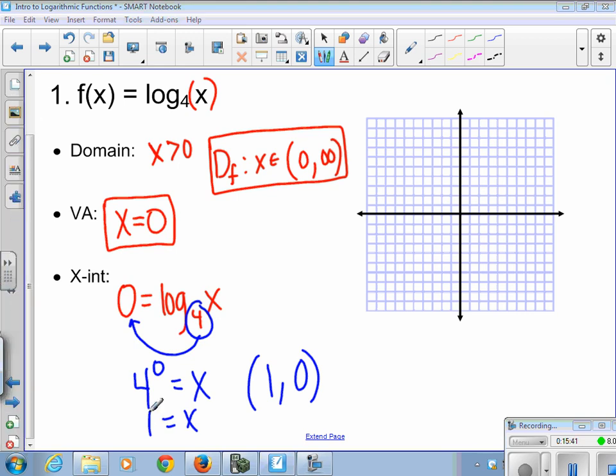So the vertical asymptote is going to be 0. The x-intercept is at (1, 0) right there. And so then my domain is going to be from 0 to positive infinity. That tells me it's going to keep going out somewhere like this.